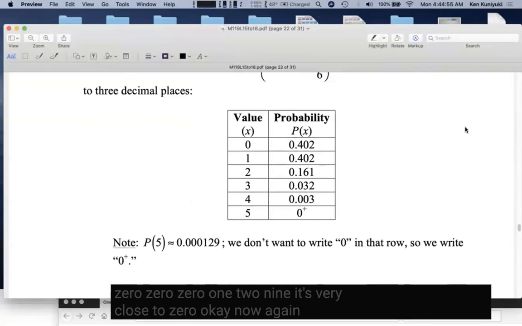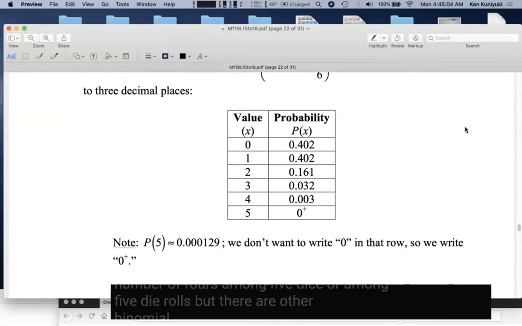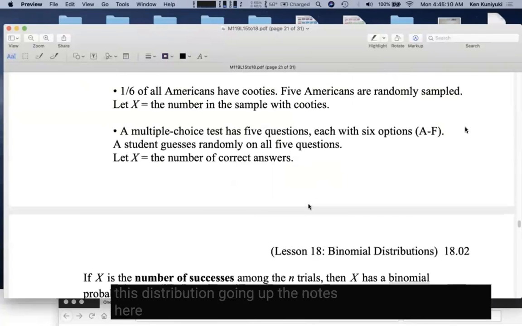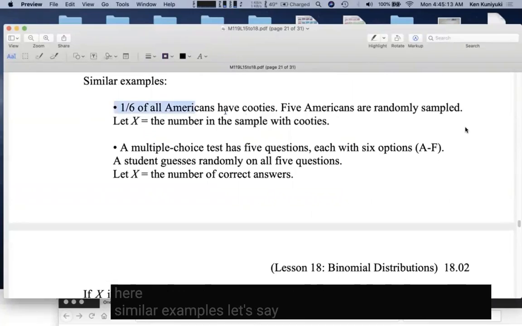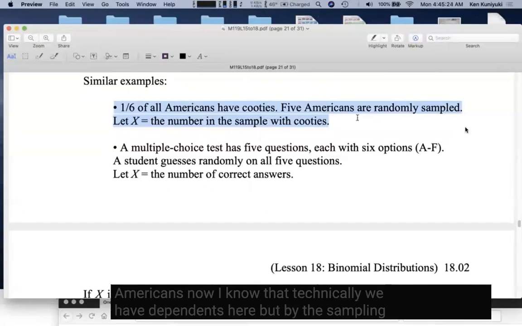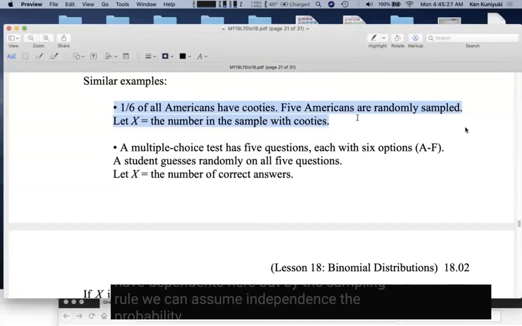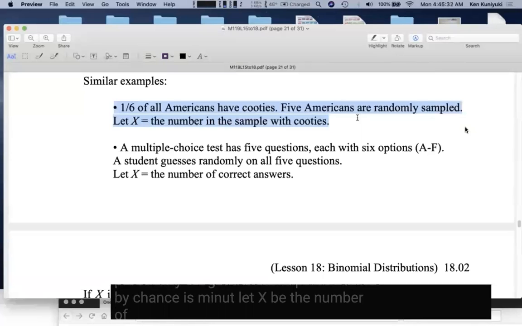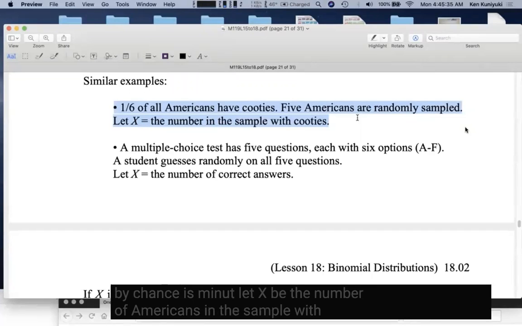Okay, now, again, this is a dice scenario where we're counting the number of 4s among 5 dice, or 5 die rolls. But there are other binomial experiments that give rise to this distribution. Going up the notes here, similar examples. Let's say that 1/6 of all Americans have cooties, this disease. We randomly sample 5 Americans. Now, I know that technically we have dependence here, but by the sampling rule, we can assume independence. The probability we get the same person twice by chance is minute. Let X be the number of Americans in the sample with cooties.